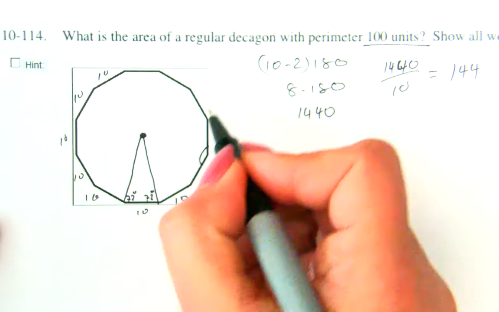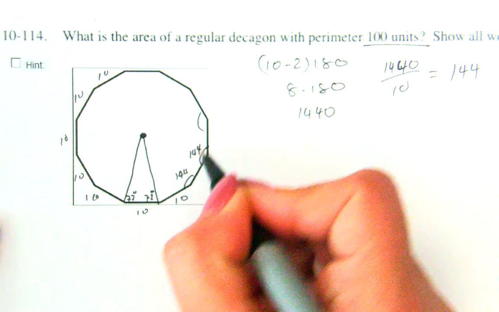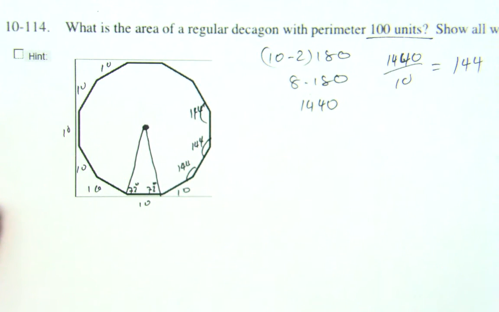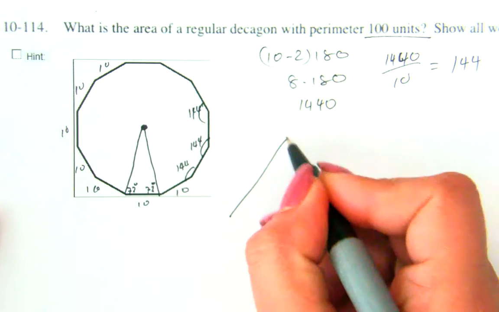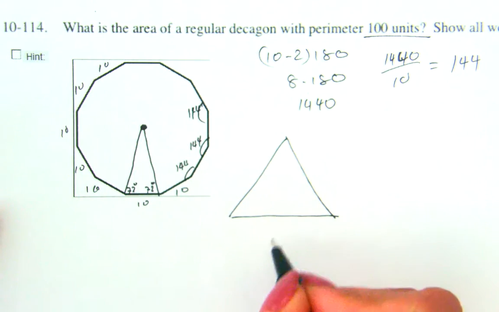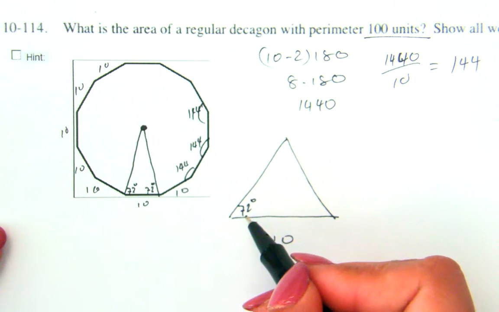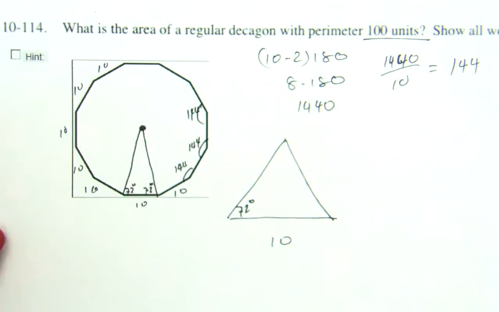These angles here, before I cut them in half, were all 144, 144, 144, all the way around. So now you have a triangle. I'm going to blow it up a little bit bigger. This base is 10, 72 degrees. You don't know what the radius is, so please do not assume it's also 10. It's obviously not 10. It doesn't even look like the picture.